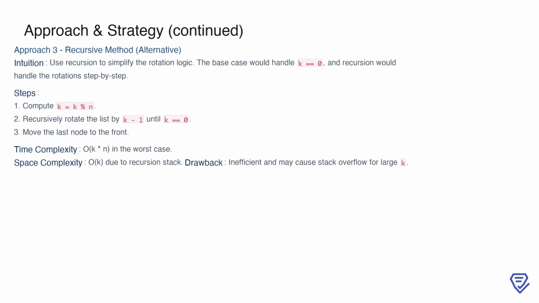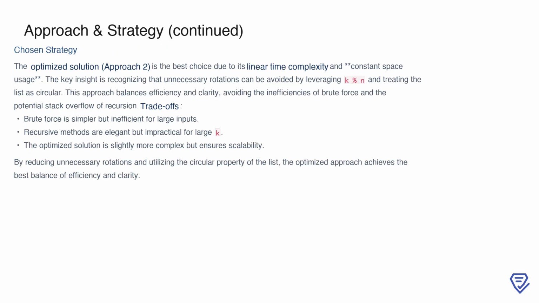for most real-world scenarios. The best choice among the discussed approaches is the optimized solution using modular arithmetic and the circular property of the list. This method stands out due to its linear time complexity and constant space usage. The key insight is that unnecessary rotations can be avoided by reducing k to k%n and treating the list as circular, which allows for efficient computation of the new head and tail positions.